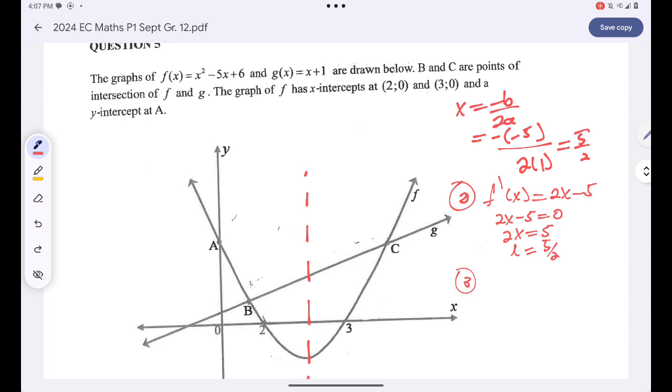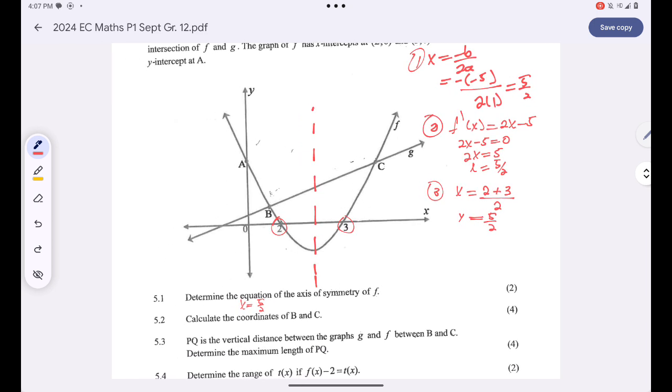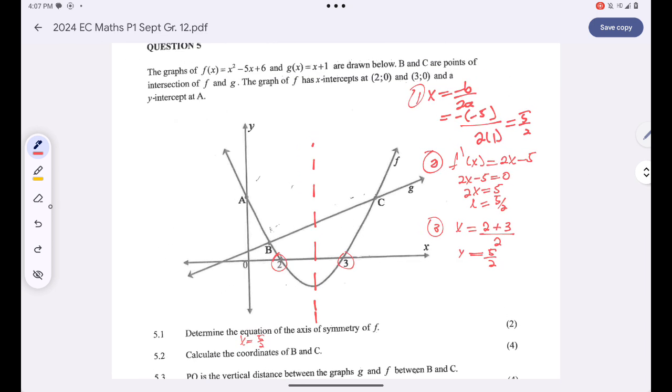Another way, since I have both my x-intercepts, I can simply find the average of my x-intercepts. So the x value at the turning point is just the first intercept plus the second x-intercept, divided by 2. We will get 5 over 2 as well. So there are three ways in which you can find the axis of symmetry. Okay, now let's move on.